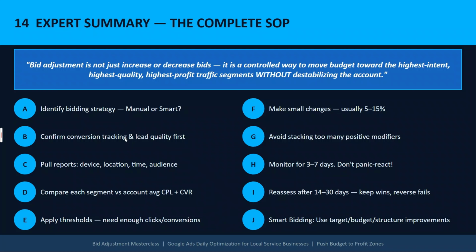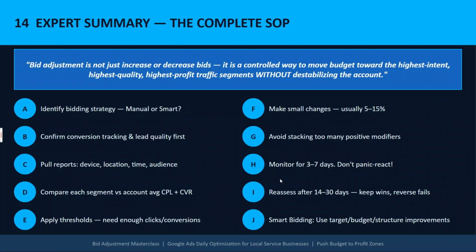Number C is pull your reports: device, location, time, and audience. Number D is compare each segment to your account average CPL and conversion rate. Number E, apply thresholds. You need enough data before acting. Number F, make small changes, usually 5 to 15%. Number G, do not stack too many positive adjustments blindly. Check the combined effect. Number H, monitor for 3 to 7 days. Do not panic if results do not change overnight.